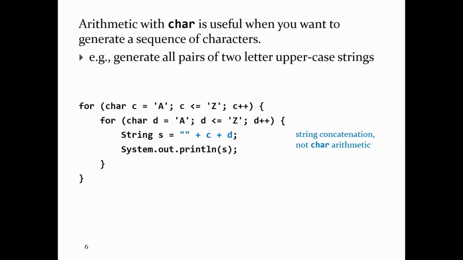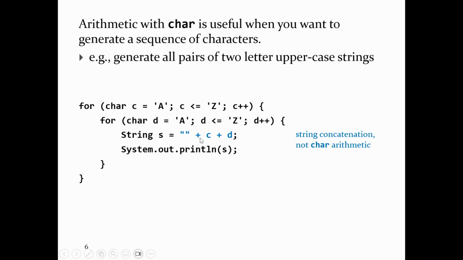I can write the same loop again, this time using a different loop variable D. Also starting at A, also going up to and including Z, each time stepping to the next character. Now I can compute the string equal to taking C and sticking D onto the end of C. So we use string concatenation. I'm going to take the empty string, append C to it, and then append D to the end of that.